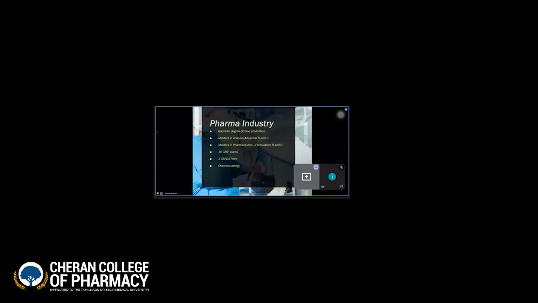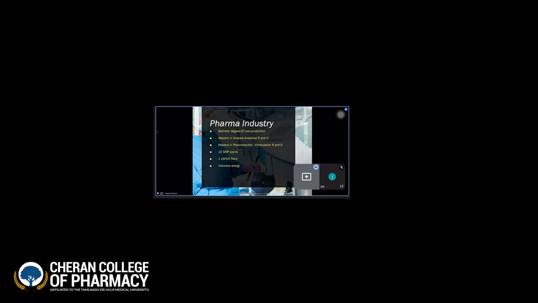So if you are looking for a job in the pharma industry, what are the qualifications? The first one is the bachelor degree. If you are a pharmacy bachelor, you will get a job in QC and in the production department. You know, quality chemist, right? Quality chemist, and also in the production department.